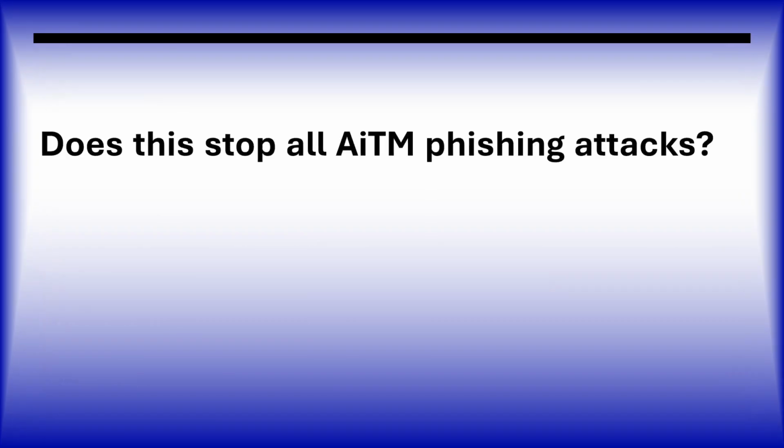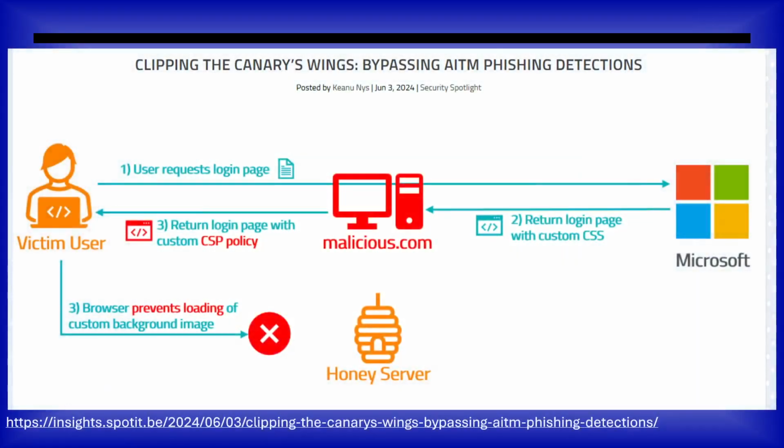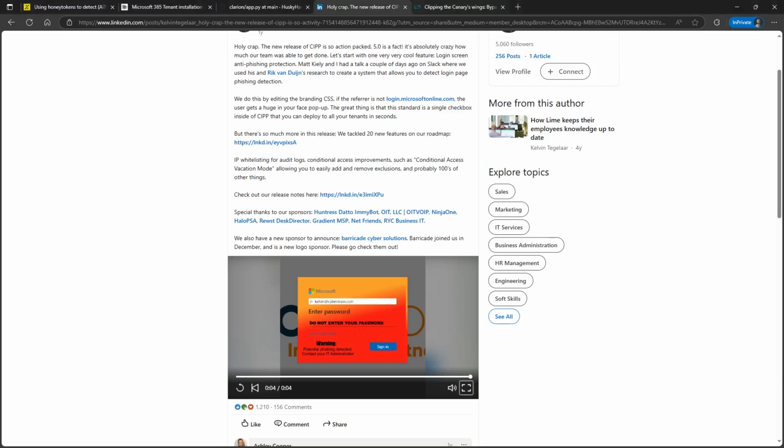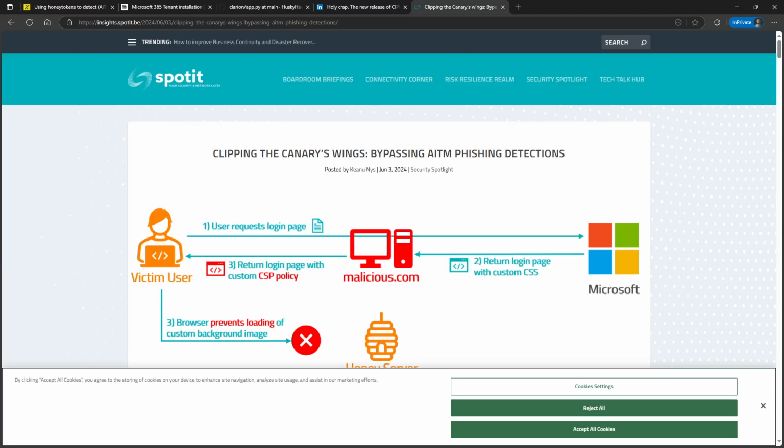So the big question, does this stop all adversary-in-the-middle attacks, and can this phish detector be used to warn users in all scenarios to have them not put their credentials in? Unfortunately, the answer is no. There are ways that an attacker can bypass it and abuse it. So let's go ahead and dig into that. I always knew it was possible. However, someone put a pretty good article out going into all the different ways an attacker can get past this phish detector.